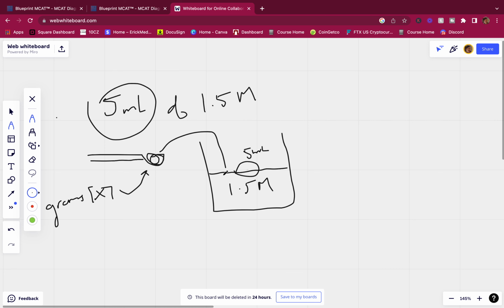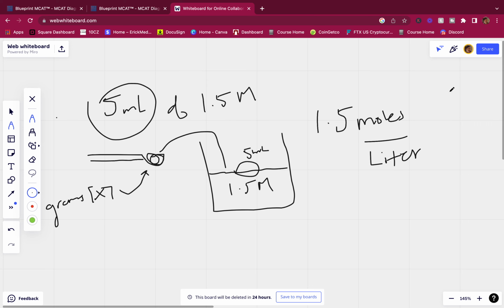So how do we do this? How do we find the grams needed to make 5 milliliters of a 1.5 molarity solution? Dimensional analysis, baby. Dimensional analysis. So 1.5 molarity. I don't like to use molarity. I like to use moles per liter.